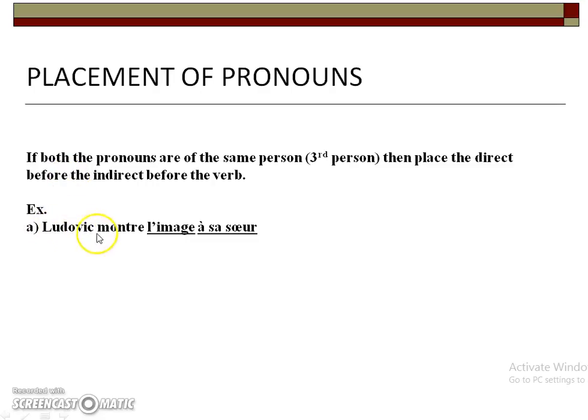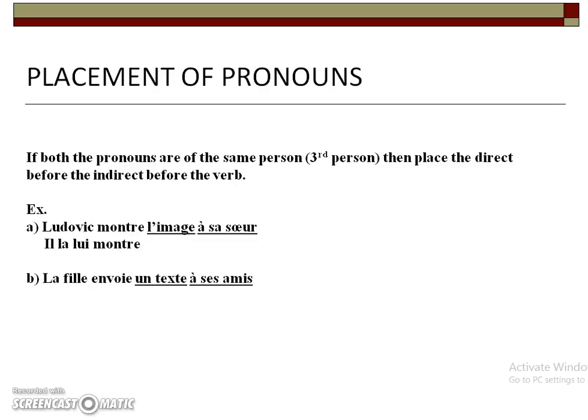Example number 1. Ludovic shows the picture to his sister. So, Ludovic shows it to her. It would be replaced by la, as image is feminine, and to her would be replaced by lui. Image is the direct object in this sentence and to her is the indirect object. So your final answer would be he shows it to her. The direct object is placed before the indirect, and the indirect before the verb.